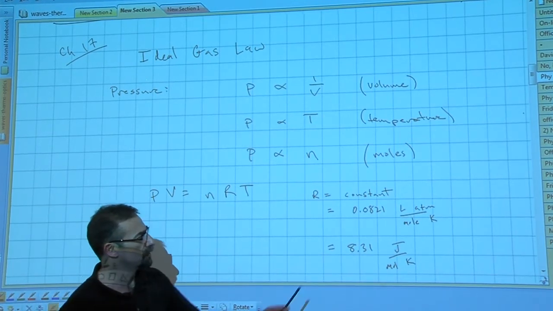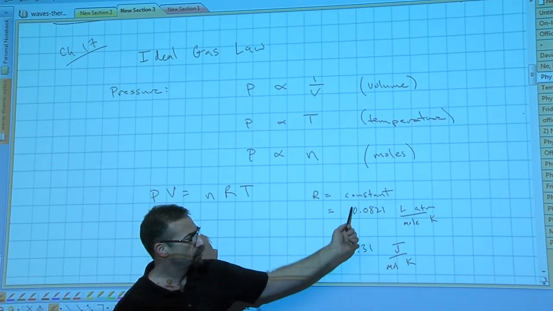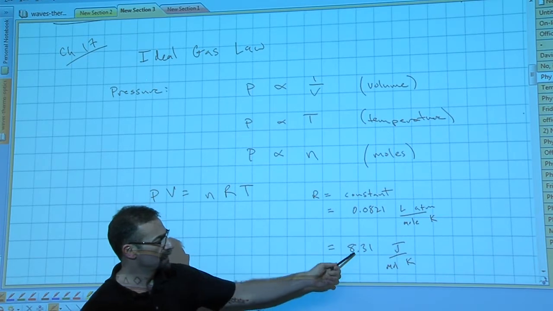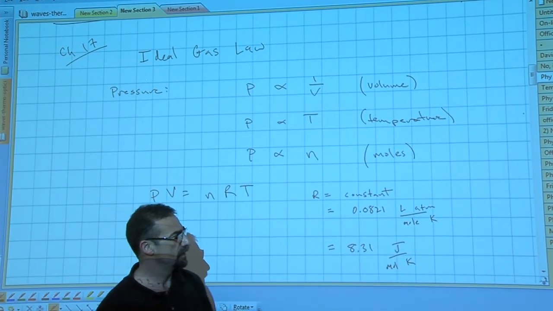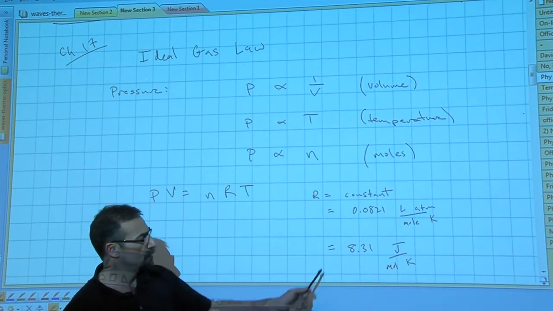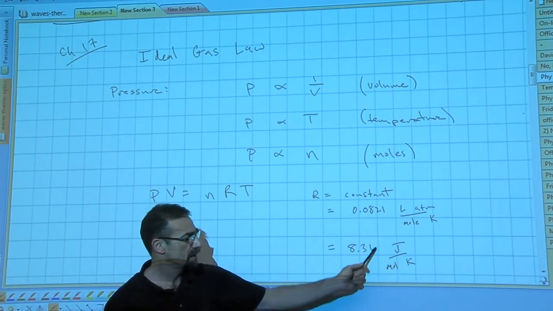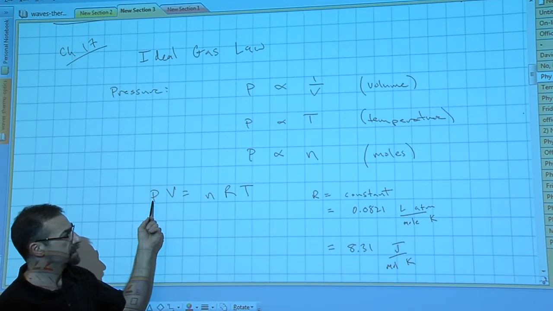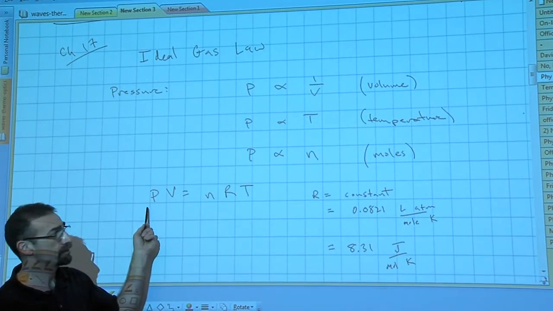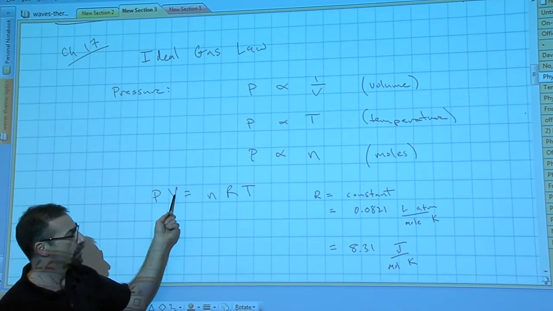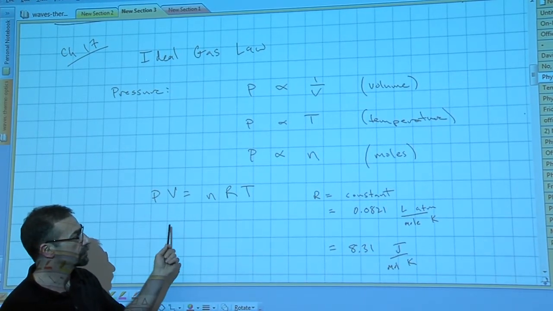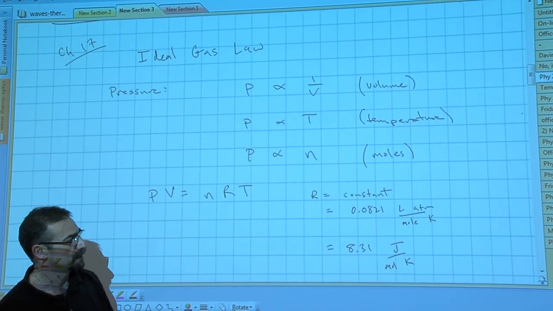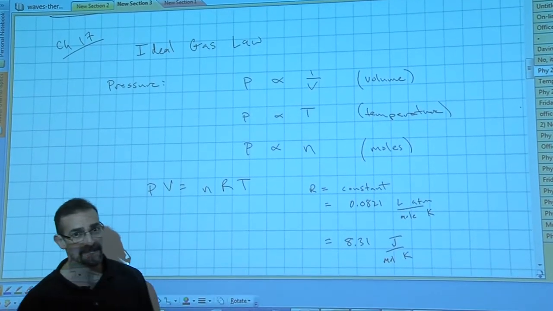In chemistry, I think we use 0.0821 liter atmospheres per mole degree. In physics, we use 8.31 joules per mole Kelvin. And you have to be careful when you're using this, then your pressure needs to be in pascals, not atmospheres, and your volume needs to be in meters cubed, not liters. So just make sure your units work out correctly. But this is the constant we typically use in physics.